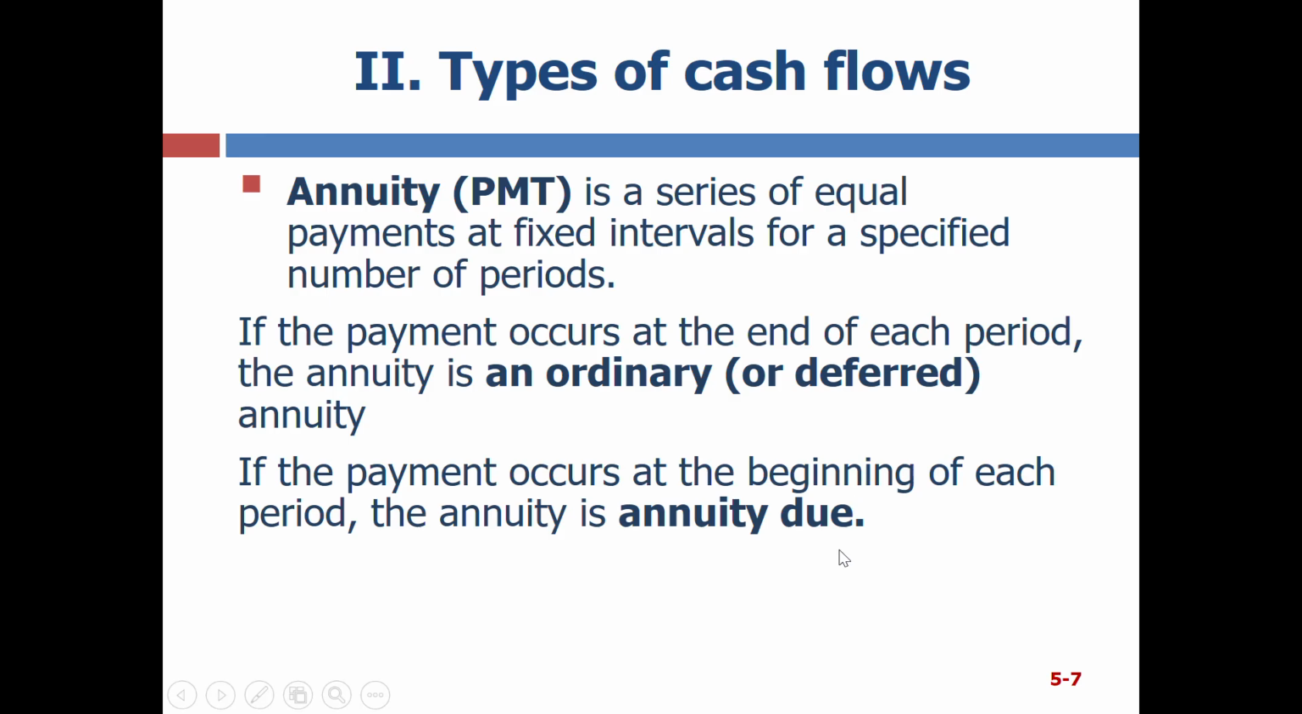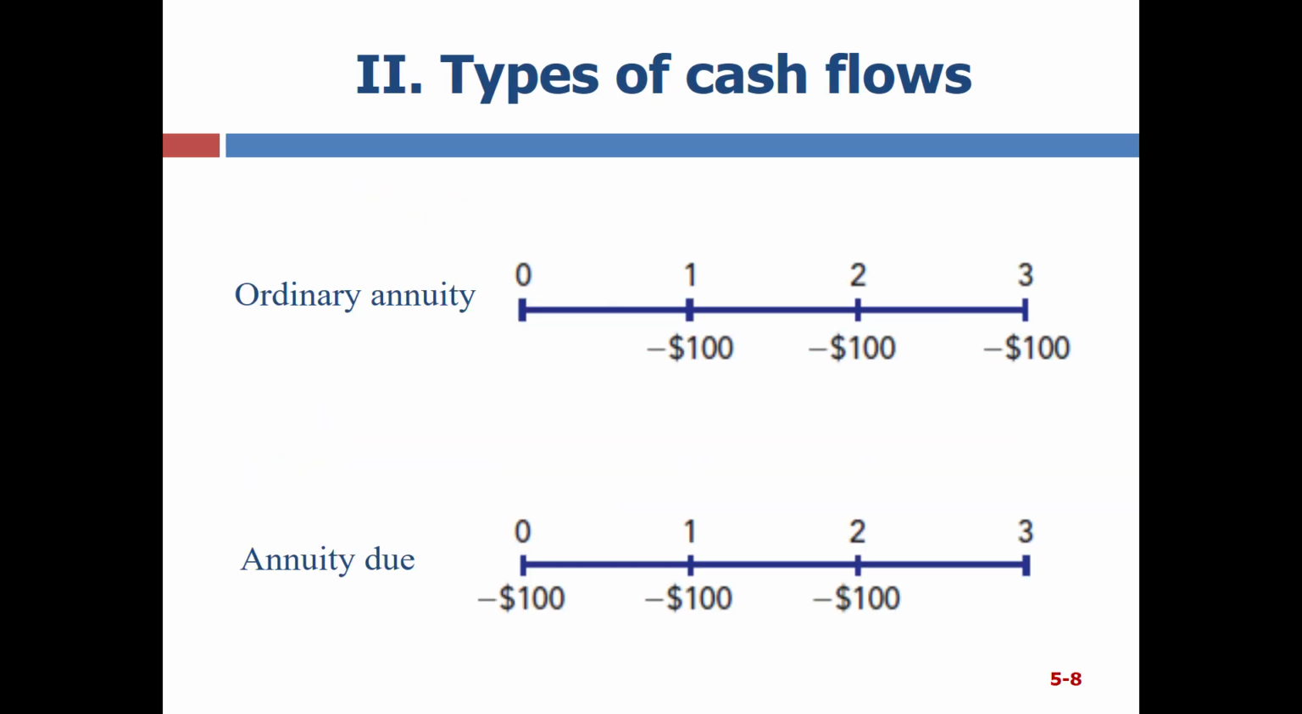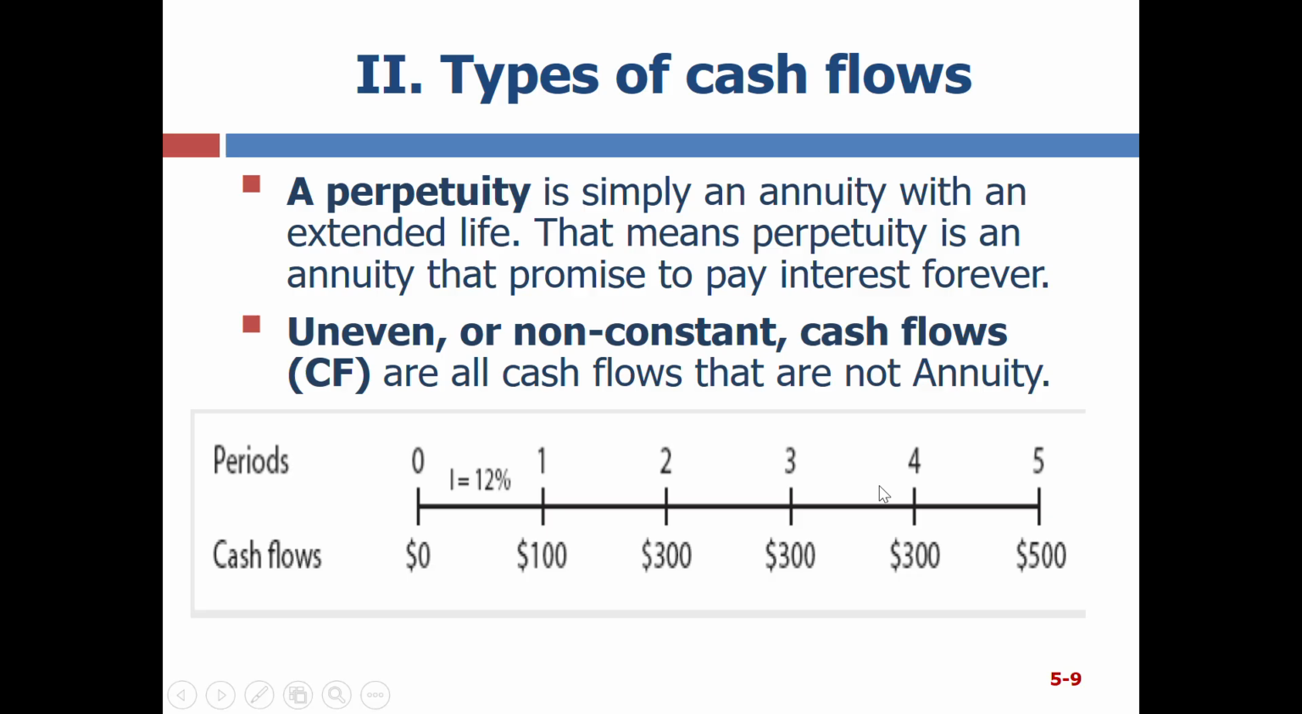Now, what is the definition of annuity? Annuity PMT is a series of equal payments at fixed intervals for a specified number of periods. If the payment occurs at the end of each period, the annuity is an ordinary annuity. If the payment occurs at the beginning of each period, the annuity is annuity due. Here is an example to illustrate ordinary annuity and annuity due. As you can see from the slide, the basic difference between them is the timing of the payments. So, what about perpetuity? A perpetuity is simply an annuity with an extended life.